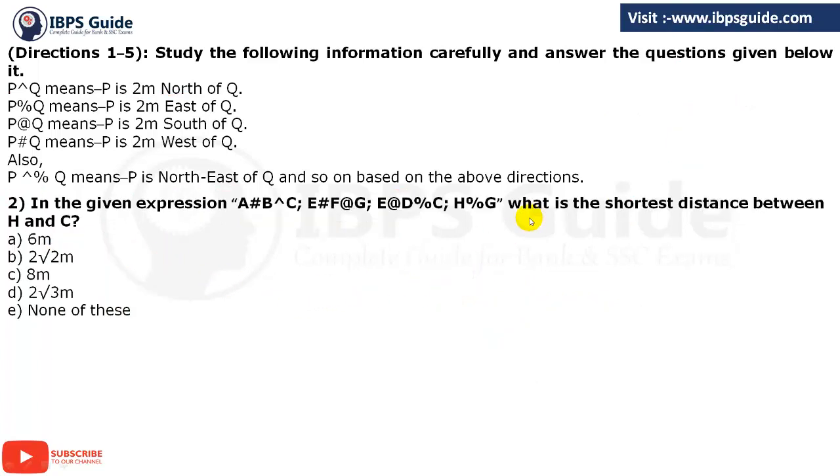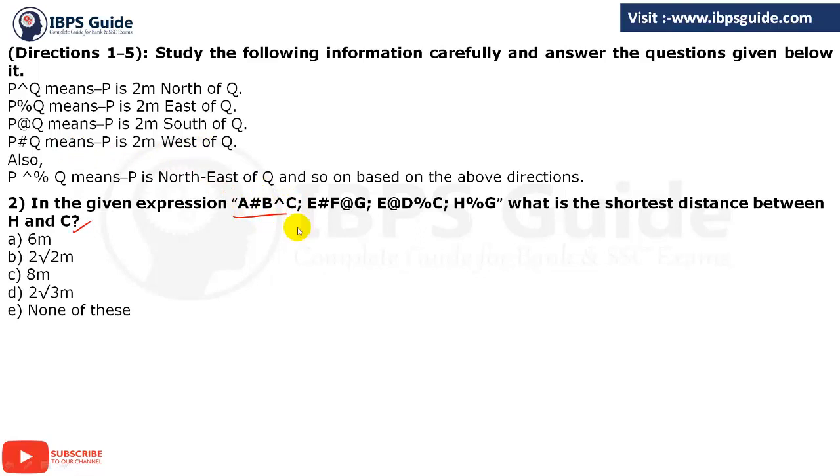Now let's move on to the second question. So here's the second question. Again, in the given expression, this is the expression. What is the shortest distance between H and C? Now we have to find out the shortest distance between H and C. Okay, so let's see the information. A hash B power C.